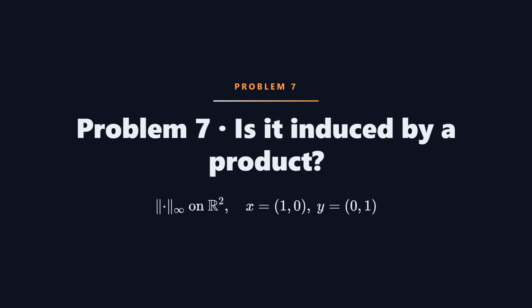Problem 7, a subtle one. Not every norm comes from a scalar product. The test is the parallelogram law. If it fails, no scalar product can exist that induces the norm. Check the maximum norm. Pause and try.